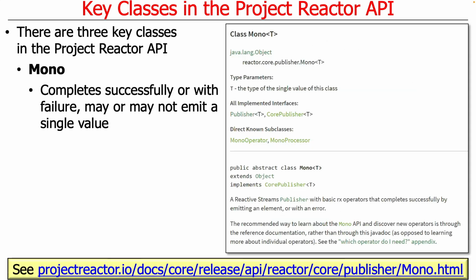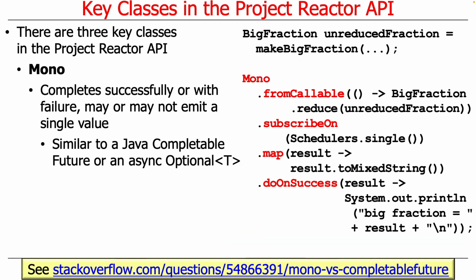So we're going to talk first about Mono. So Mono is a class that has operations that either complete successfully or fail, and therefore either may or may not emit a single value. The emphasis with a Mono, as suggested by the name, is one value, mono. This is very much like a Java CompletableFuture, or kind of like an async Optional, if you recall what an Optional does.